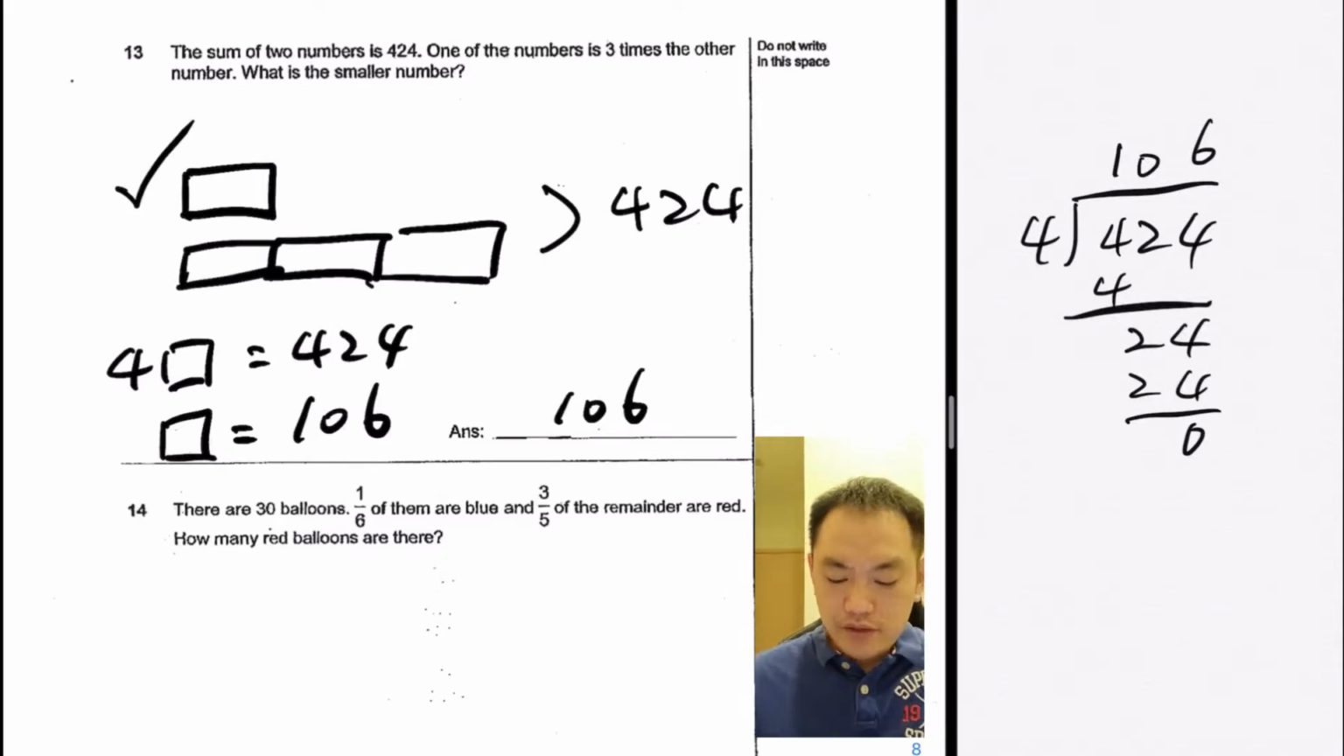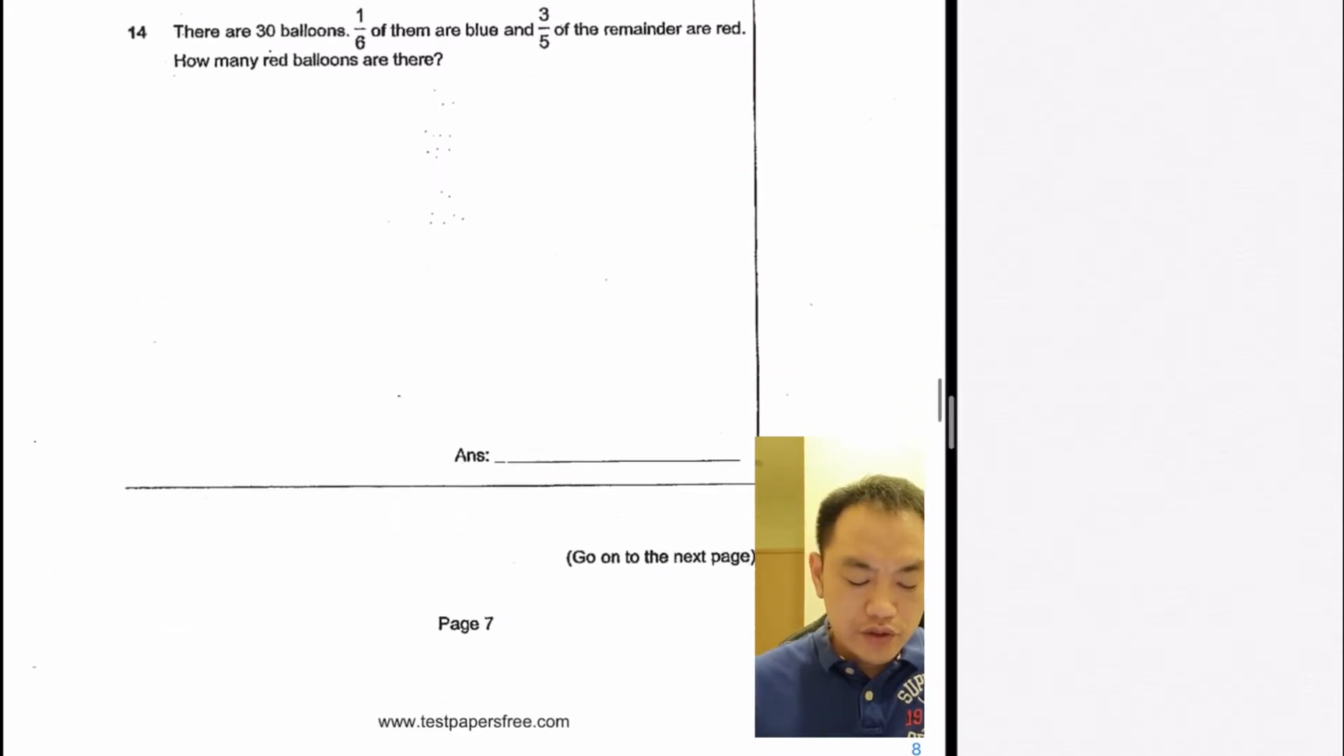Okay, let's move on to the next question. There are 30 balloons. 1/6 of them are blue, and then 3 over 5 of the remainder. Here we go, this is the tricky part. 3 over 5 of the remainder are red. How many red balloons are there?